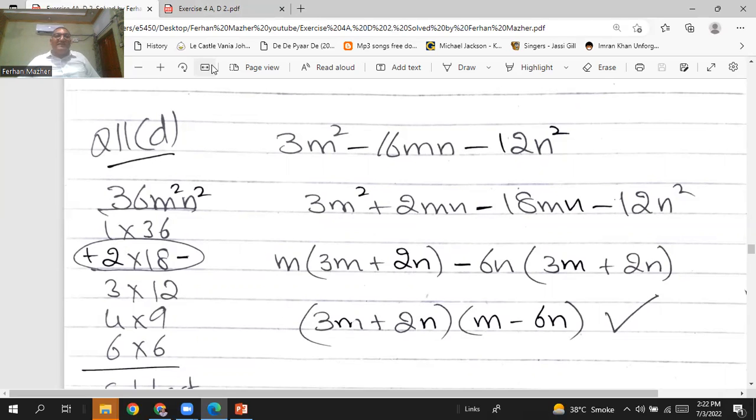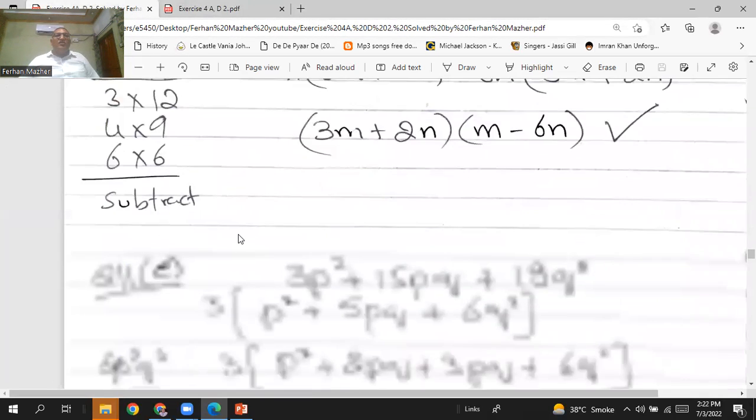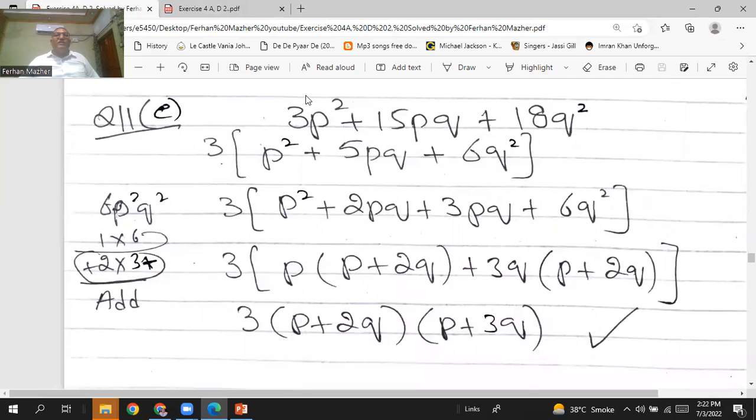I hope you understand this question. And now we have the E part. It says 3p square plus 15pq plus 18q square. Okay, so we are going to the E part. Before taking out the common, you can see 3p square plus 15pq plus 18q square.